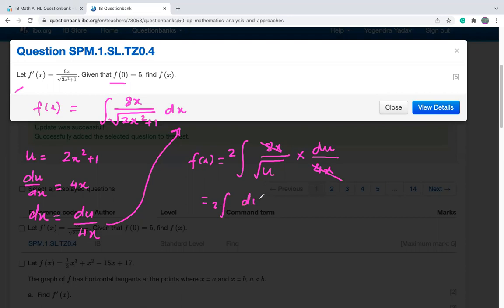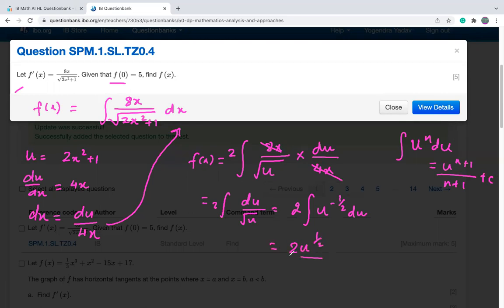So 2 times the integral of du upon root u, which is 2 u to the power negative half du, because 1 upon root u is u to the power negative half. Now if I integrate this using the formula, if you have u raised to n du, it will be u raised to n plus 1 upon n plus 1, plus c. So this becomes 2 u raised to half over half plus c, which is basically 4 root u plus c, because u raised to half is root u.